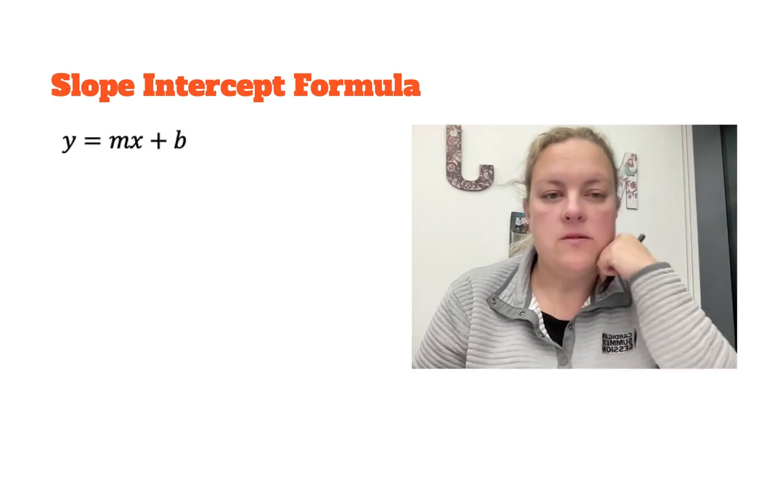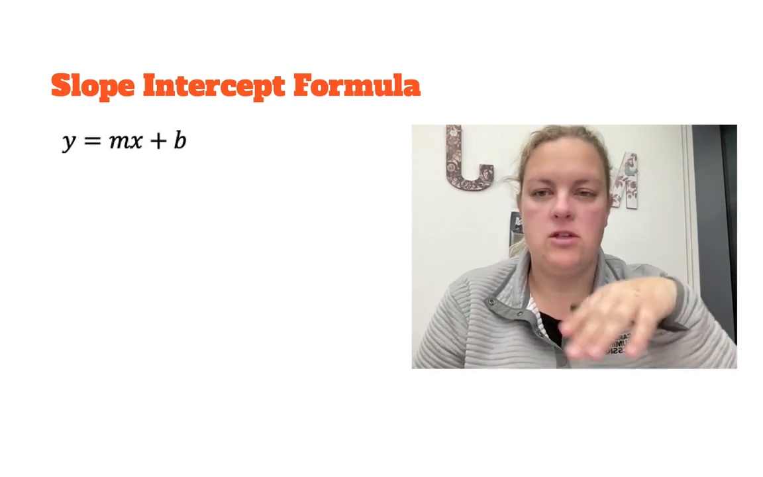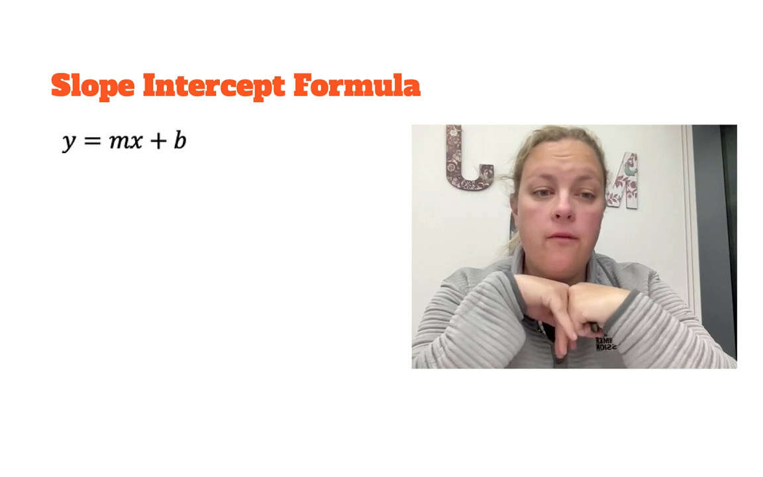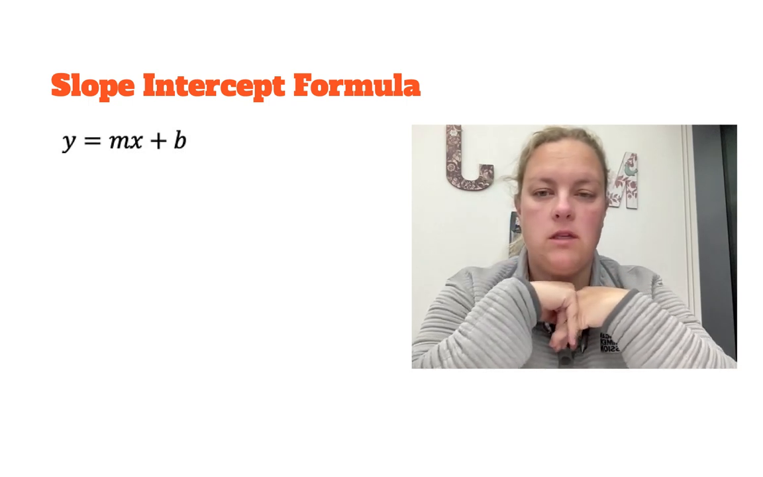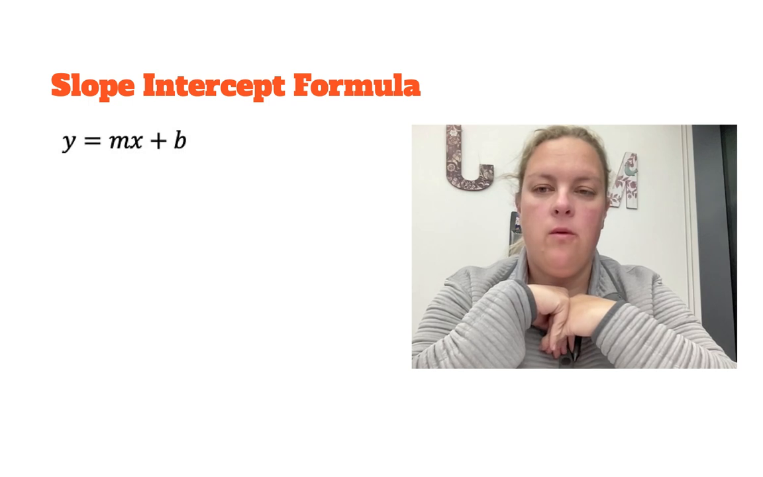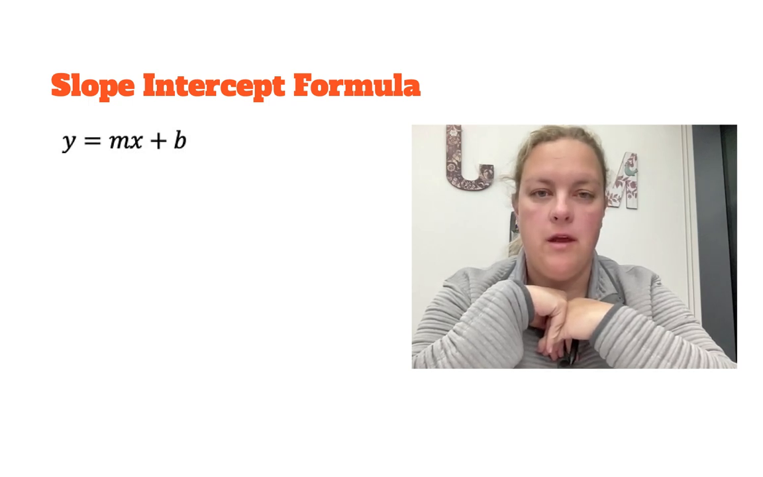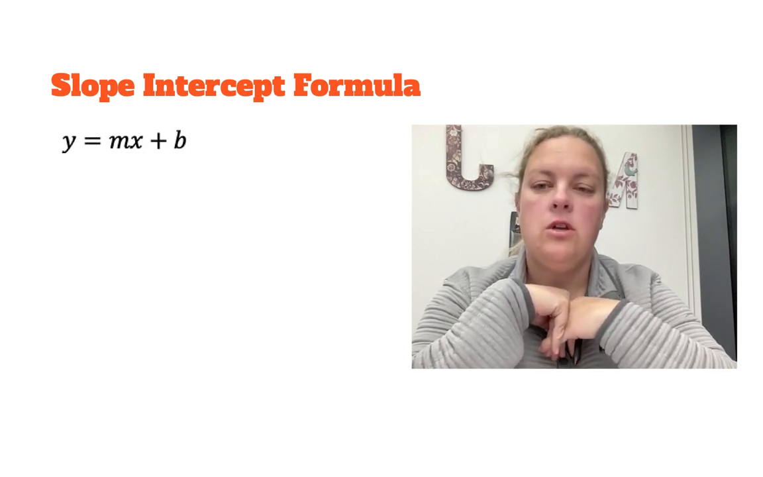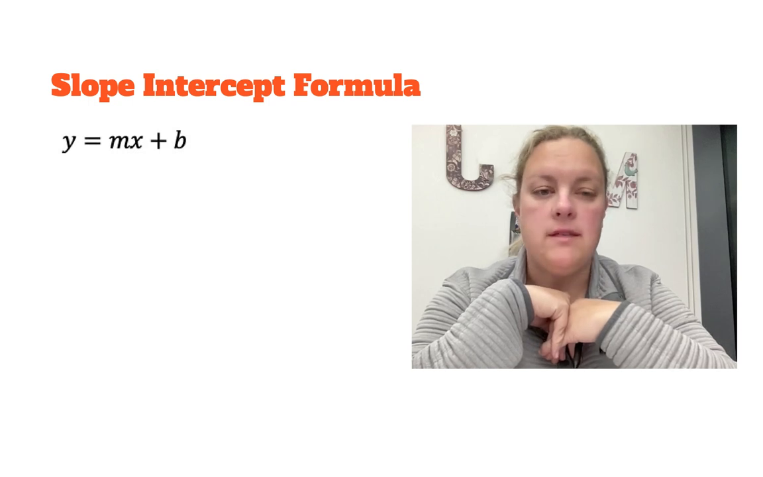We are going to be using this equation, plugging in information that we know to solve for the y-intercept. We're going to be given a point and a slope, or 2 points, and we will be able to come up with the slope-intercept form of an equation for this information.